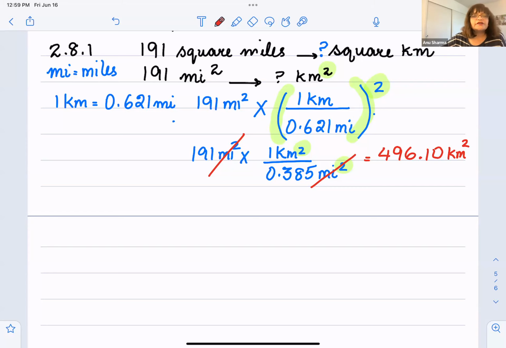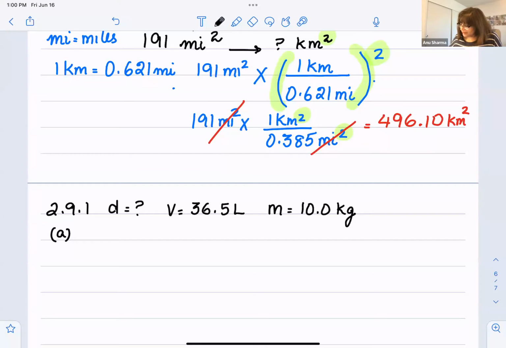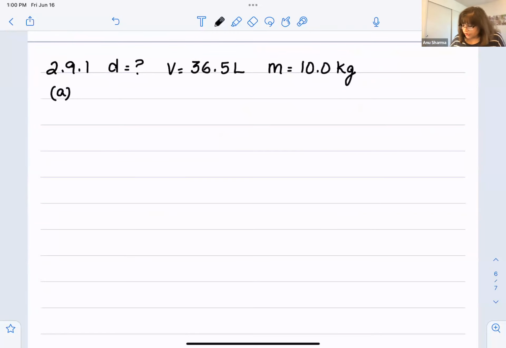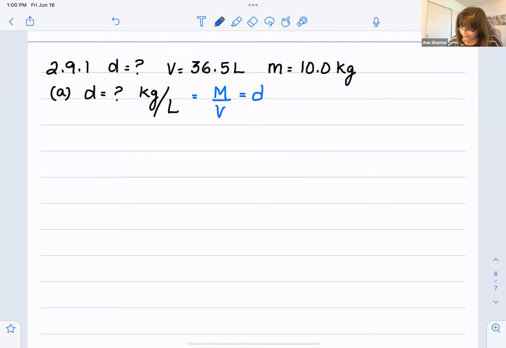Okay, let's look at the next one. These are the last questions, the last section on density. We are given the volume in liters, and we're given the mass in kilograms, and they're saying find the density in kilograms per liter. So the simple answer here is, what is the density in kilograms per liter? Here we see that mass over volume is the formula. Mass over volume is equal to the density. So here the mass is 10.0 kilograms, and the volume is 36.5 liters.